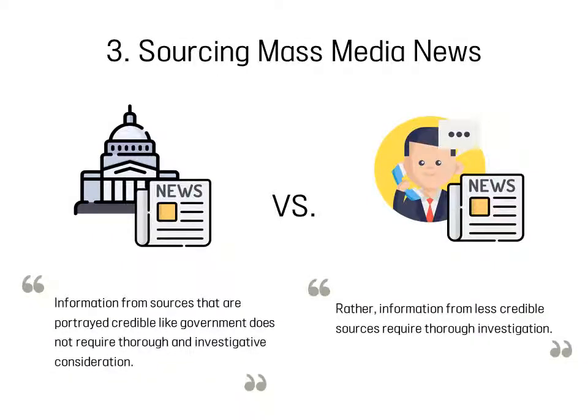The third filter regards media getting its sources provided by the experts, including the government. Media companies are in a structural relationship with the government power for mutual interests. Information from sources that are portrayed as credible, like government, does not require thorough and investigative consideration. Rather, information from less credible sources, such as personal journalism, requires thorough investigation. Therefore, complicity without doubt among these powers is possible.